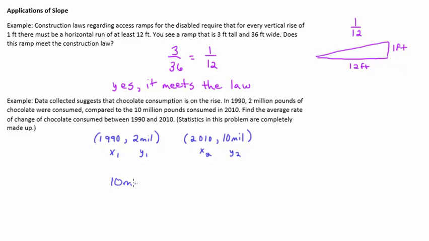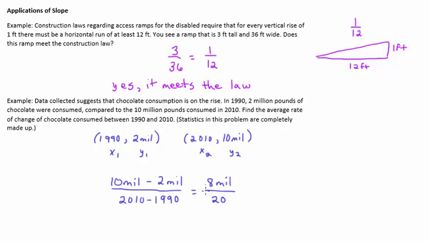The only thing it changes actually is it would give us a negative sign the other direction, which we wouldn't want. So we subtract our y's on top, 10 million minus 2 million. We subtract our x's on the bottom. And 10 million minus 2 million is 8 million. I'm just abbreviating instead of writing out 8 million. 2010 minus 1990 is 20.